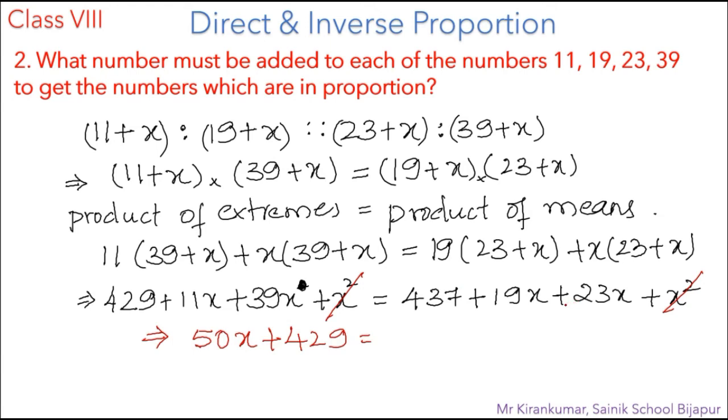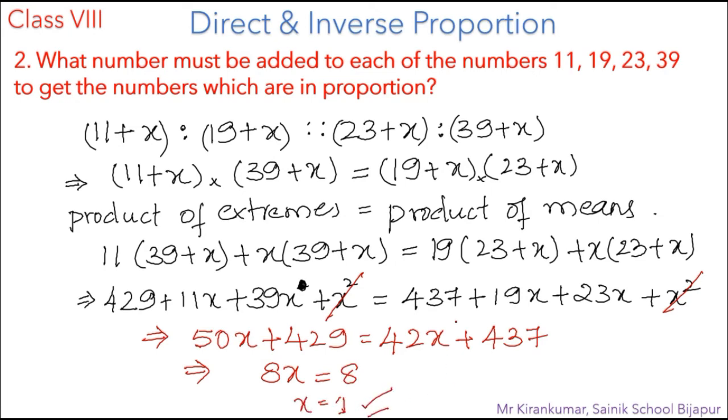19 plus 23 is 42x plus 437. If you transpose this 42x to the left hand side, it becomes 8x, because 50 minus 42 is 8x, which is equal to 437 minus 429, and the difference is again 8. So the value of x, we get it as 1.